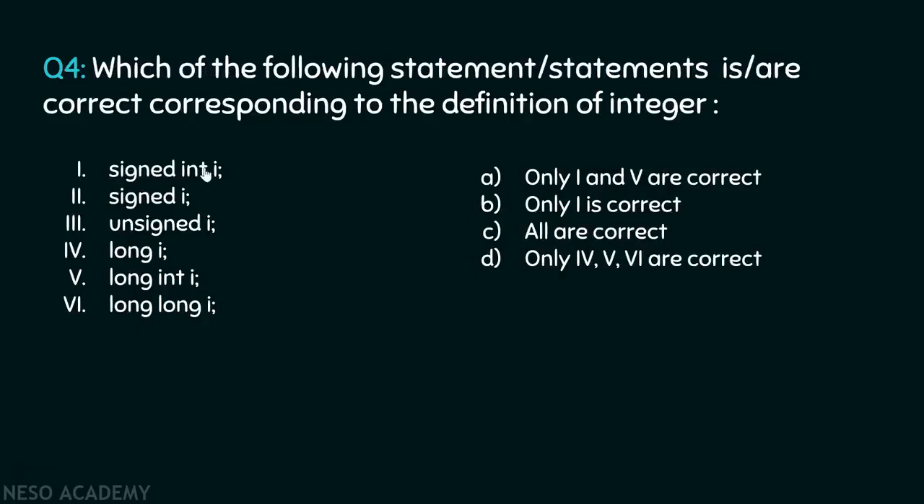Let's consider this question. Which of the following statement or statements are correct corresponding to the definition of integer? As we know how to define or declare an integer, here are some statements written. We have to determine which of the following statements is correct corresponding to the definition of integer. Is it only first and fifth? Is it just first? Are all correct? Or just fourth, fifth and sixth are correct? Take your time and try to interpret this one by one.